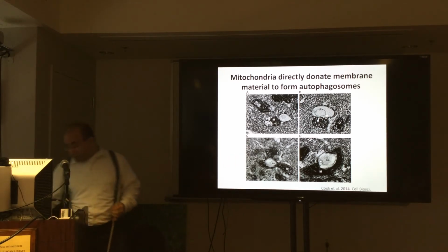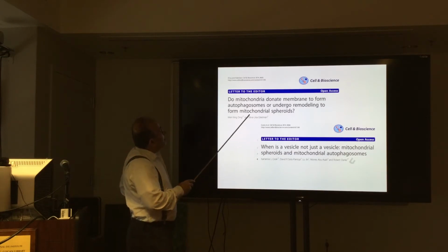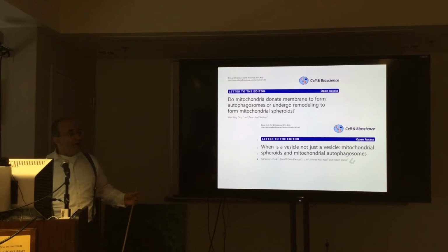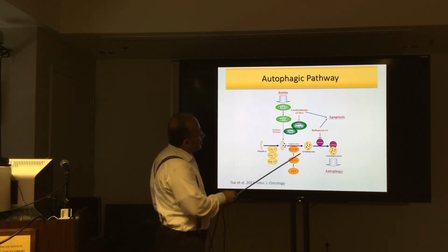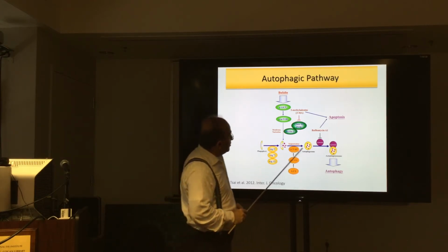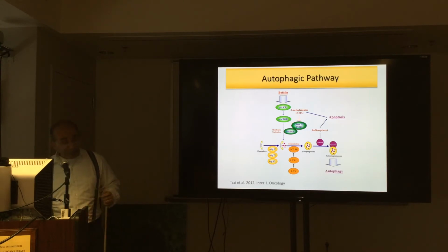So we published this, and somebody wrote and said, what you guys are seeing are not autophagosomes, they are mitochondrial spheroids, okay? So we did more experiments to answer these two people from Europe, and we showed them that our vesicles, our spheroids, are following the classical formation of autophagosomes, with the upregulation of ATG5 and LC3 and their localization to the surface of the mitochondria and the formation of the autophagosome. So hopefully we are done with that. So the punchline is that the mitochondria is the main source of autophagosomes.